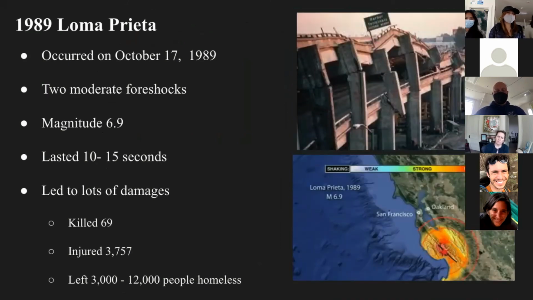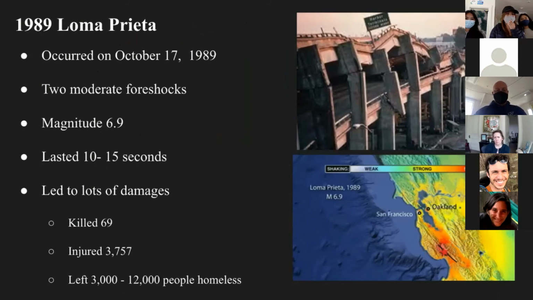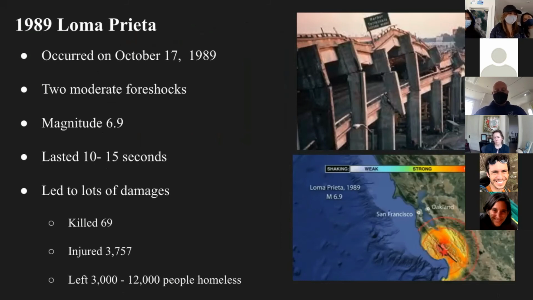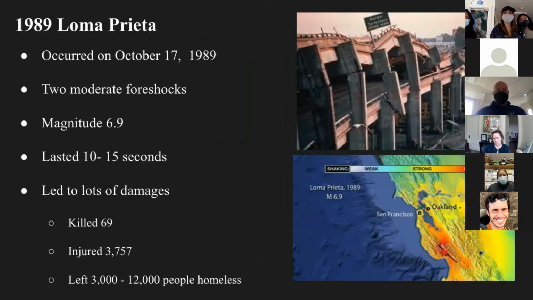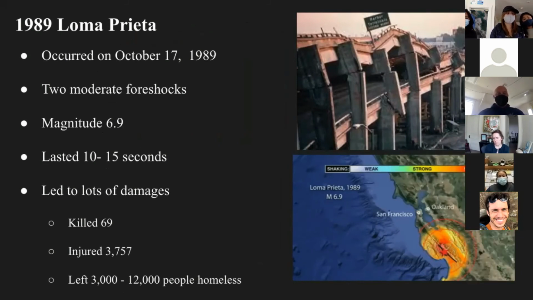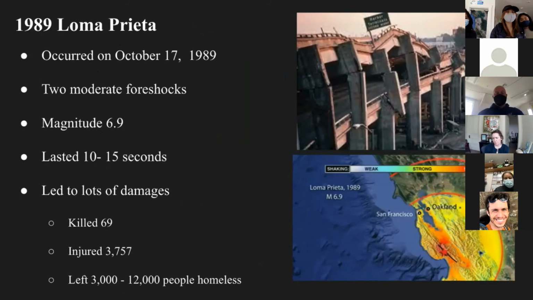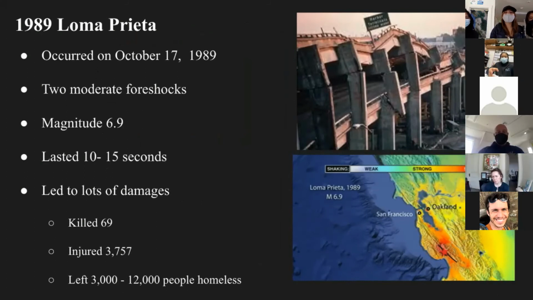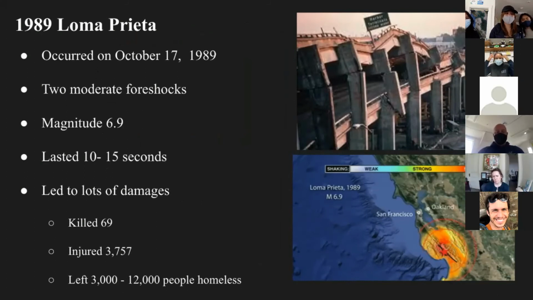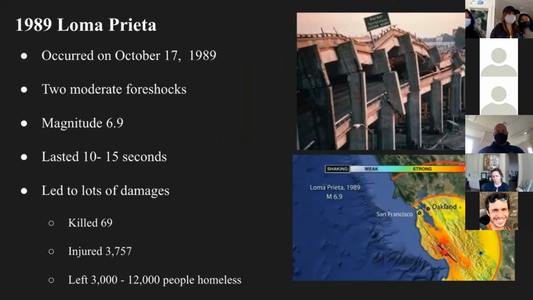The second earthquake that we'll be talking about is the Loma Prieta earthquake. There were two foreshocks around 6 months before the actual earthquake of magnitude 6.9 occurred on October 17, 1989. The earthquake itself lasted around 10 to 15 seconds, but caused a lot of damage, such as people getting killed, injured, and left homeless.